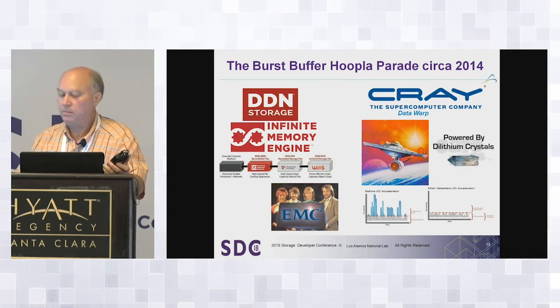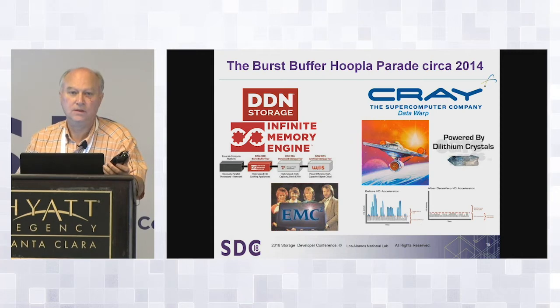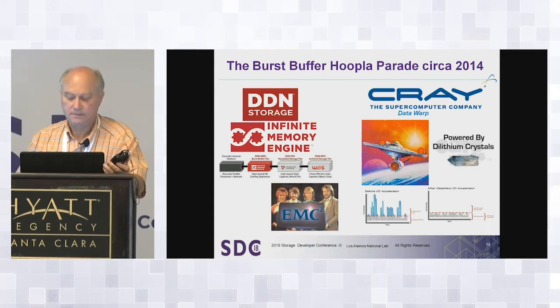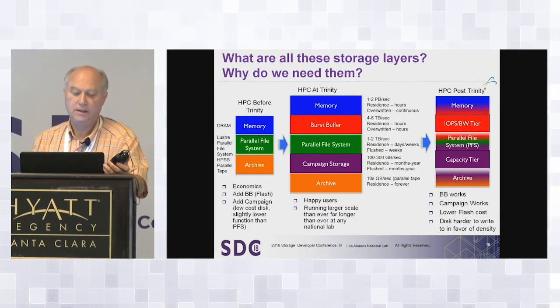We use Cray Data Warp at Los Alamos. They also use it at NERSC. They have had really good success at NERSC, and we've had good success at Los Alamos using Cray's Data Warp engine. And essentially, it's just a tier of flash storage that sits in between memory and disk. And we use it primarily for bursting of checkpoint restart data. NERSC uses it for all kinds of cool things.